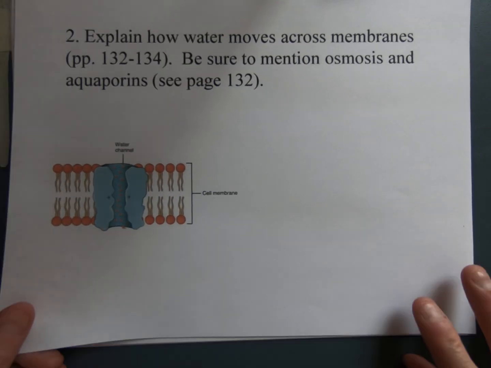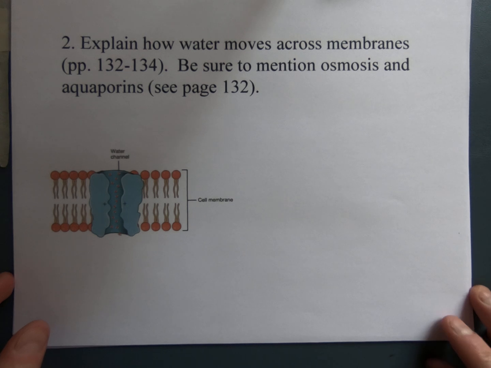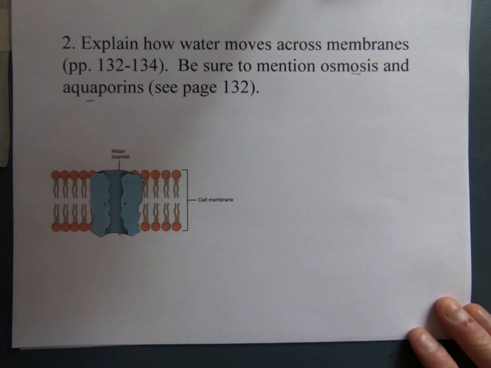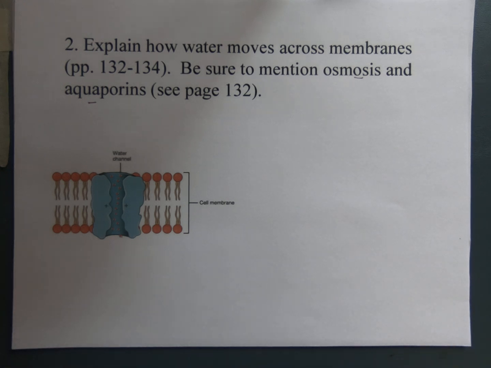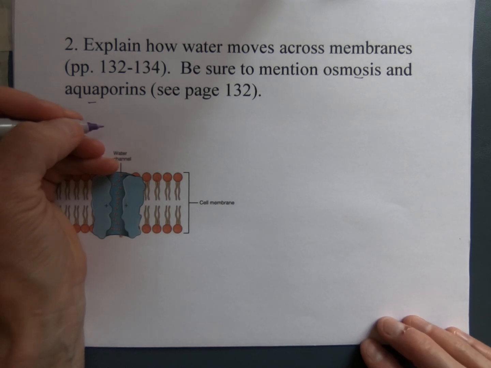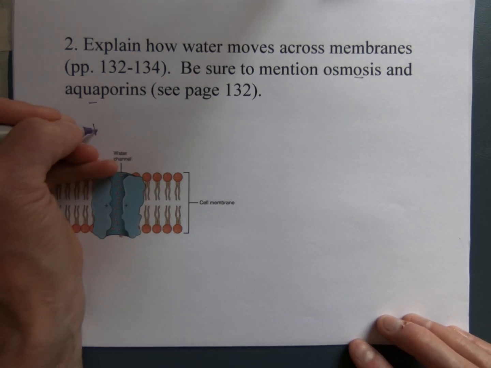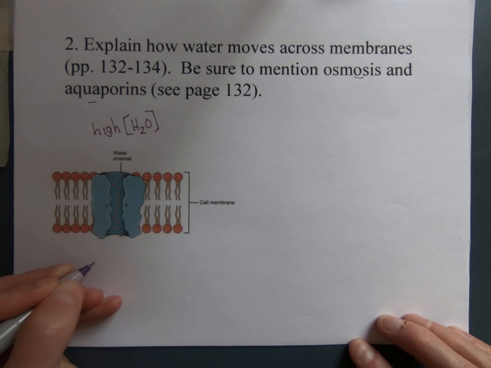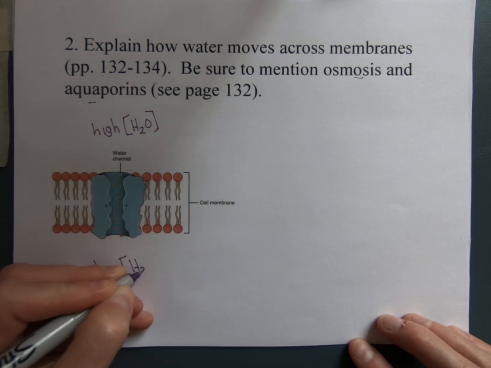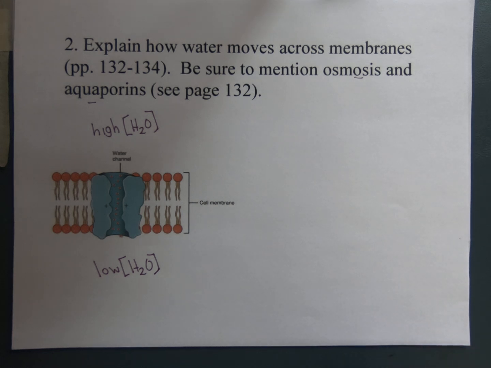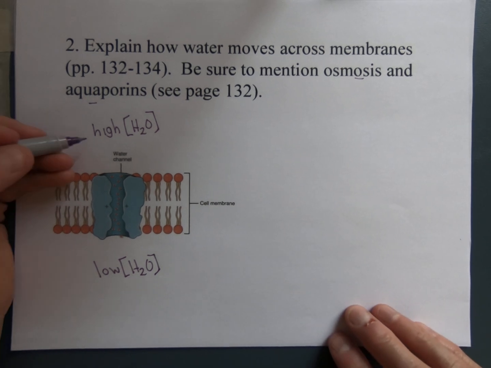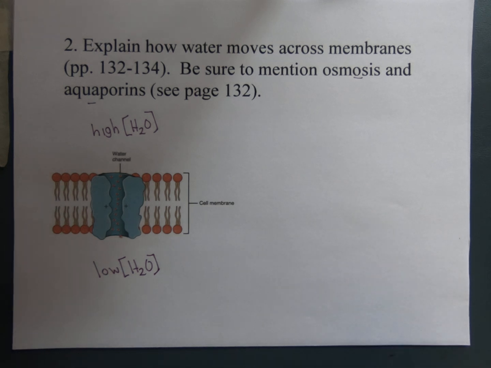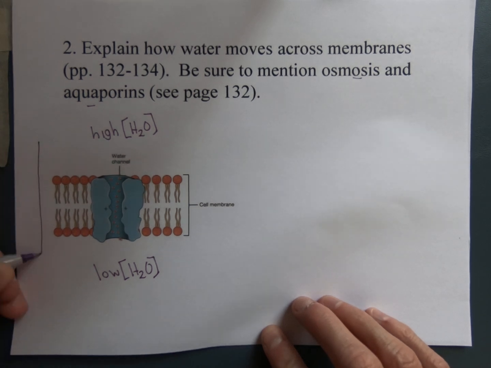Question 2. Explain how water moves across membranes. Be sure to mention osmosis and aquaporins. Okay, now think about water a minute. Water can travel across membranes by diffusion. So if we have a high concentration of water on this side of the membrane and a low concentration of water on this side of the membrane, which way will water move by diffusion? Well, water should move from high to low concentration by diffusion. The molecules just spread out, right? So we expect water to move this direction by simple diffusion.